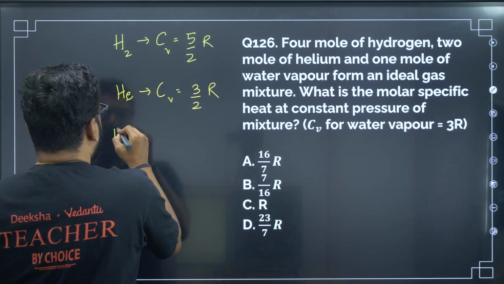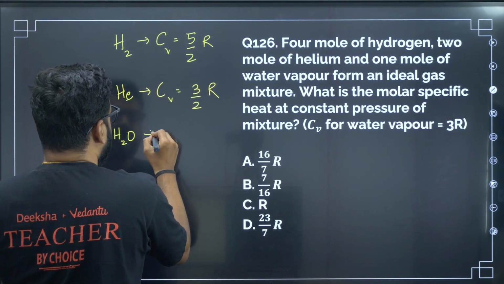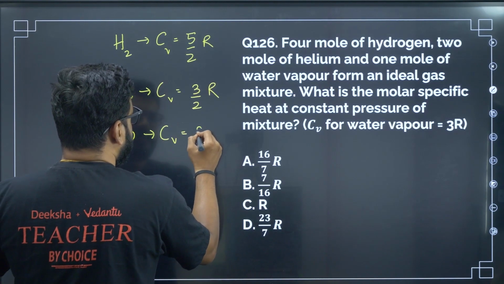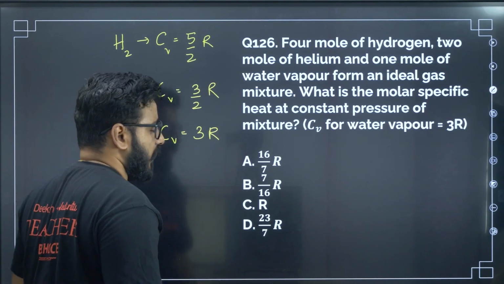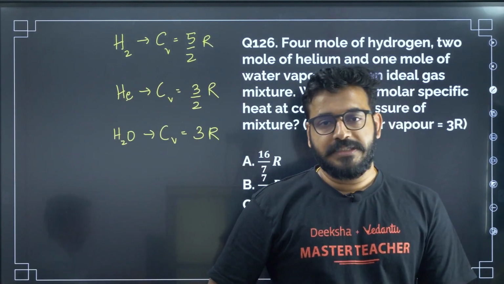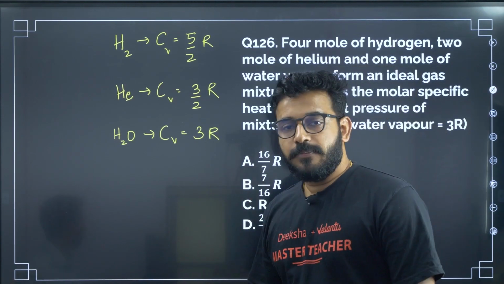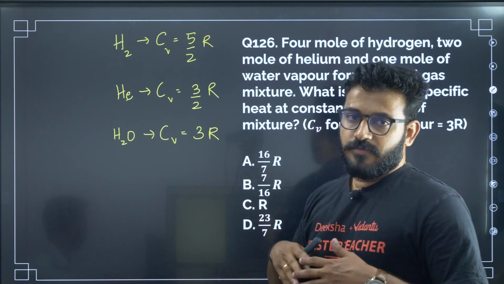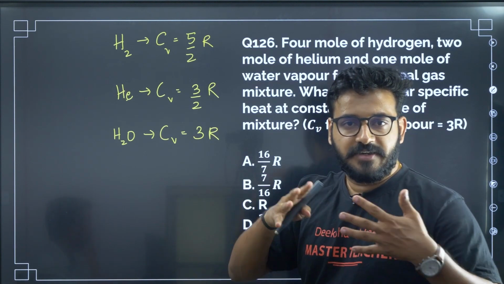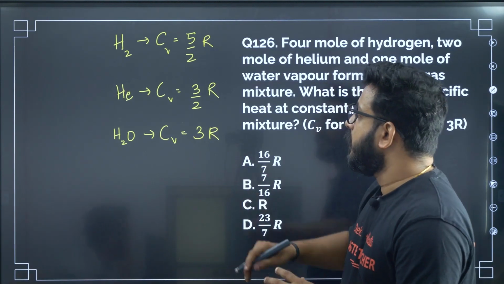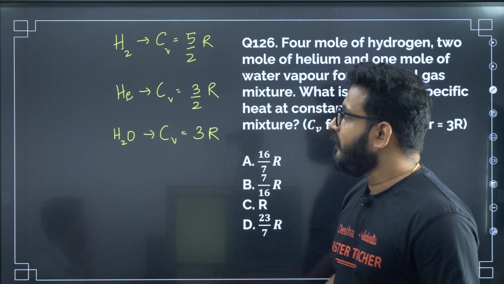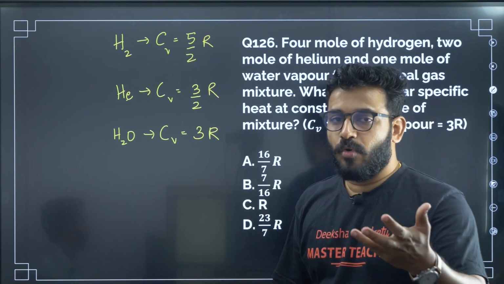And ultimately you have water vapor. Water vapor is a special case, so its CV is actually 3R, which we have already studied. For water, the molar specific heat capacity is 3R, because of course it's a non-linear, triatomic molecule. So these are the respective CV, that is the molar specific heats.